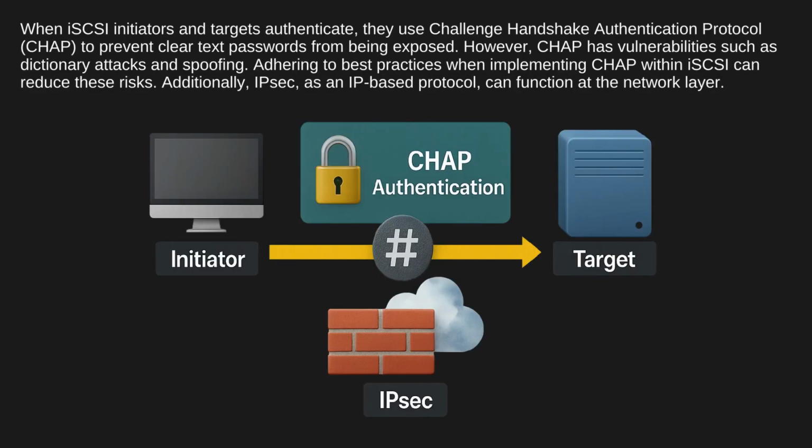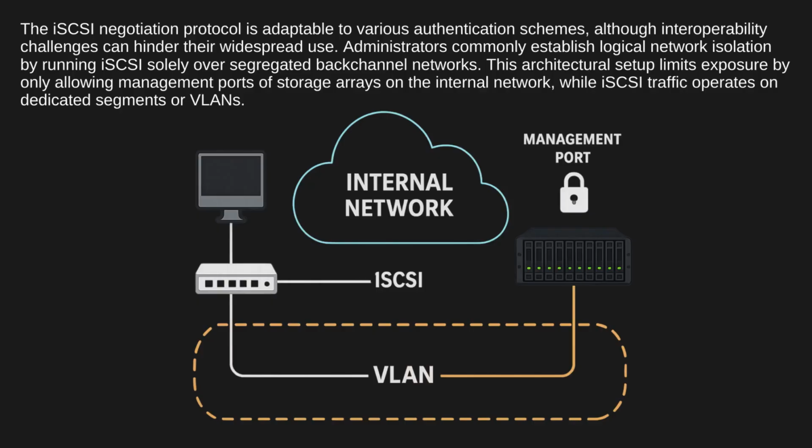When iSCSI initiators and targets authenticate, they use Challenge Handshake Authentication Protocol, CHAP, to prevent clear text passwords from being exposed. However, CHAP has vulnerabilities such as dictionary attacks and spoofing. Adhering to best practices when implementing CHAP within iSCSI can reduce these risks. Additionally, IPsec as an IP-based protocol can function at the network layer. The iSCSI negotiation protocol is adaptable to various authentication schemes, although interoperability challenges can hinder their widespread use.